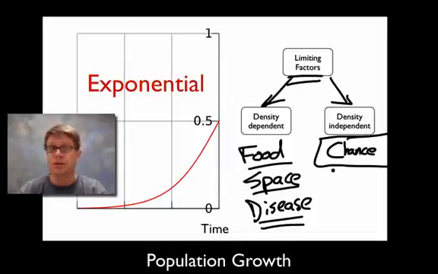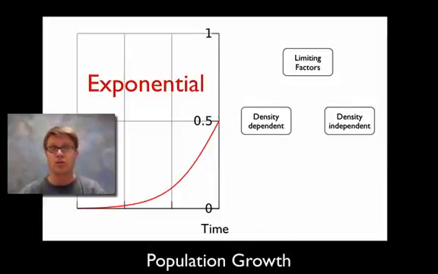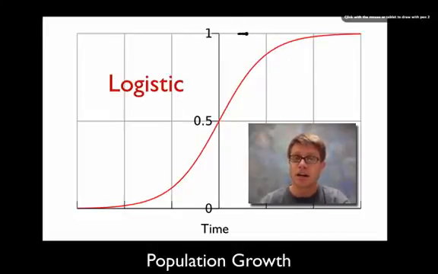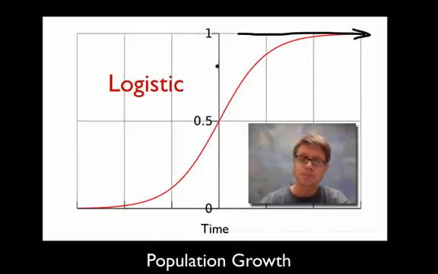Or a tsunami killing thousands and thousands of people would be an example of a density independent limiting factor. And both of these are going to act on that exponential growth, and they're eventually going to level it off. And so eventually all populations will undergo what's called logistic growth, and it'll approach something that we call a carrying capacity.